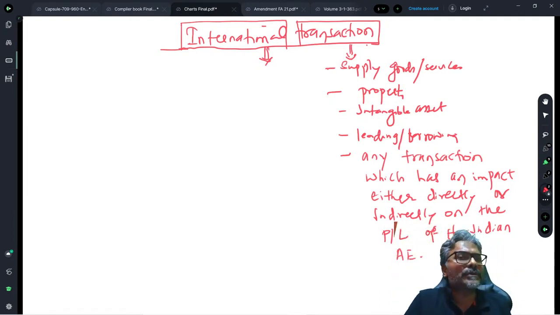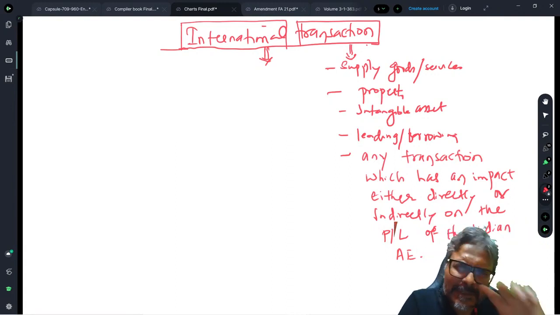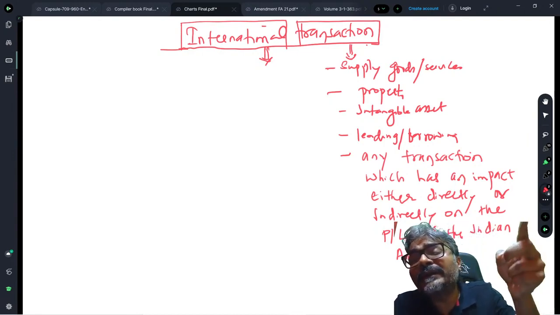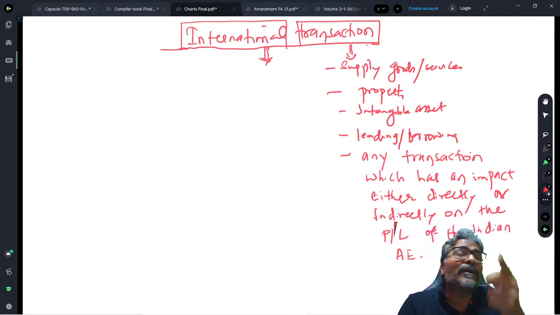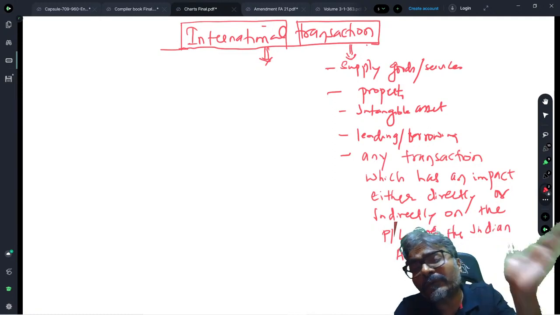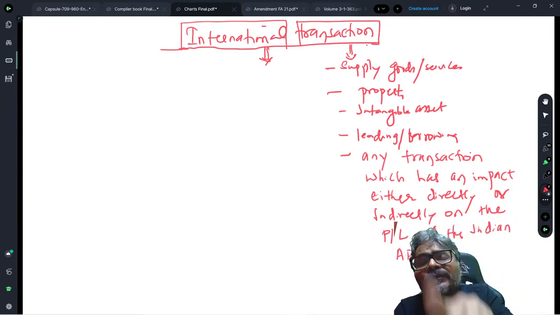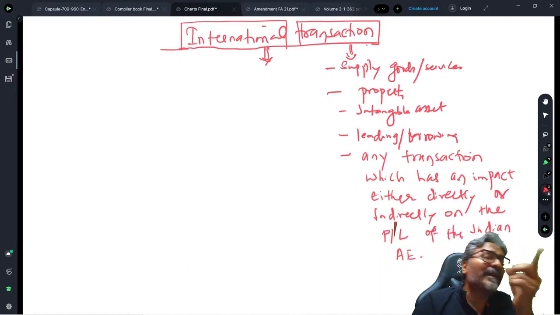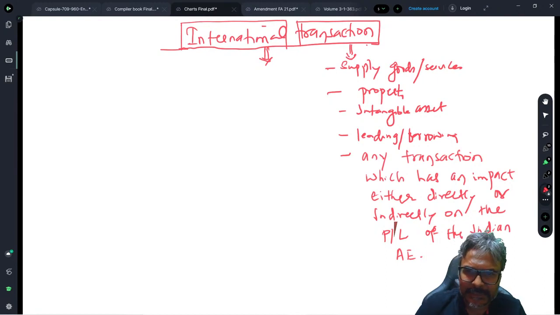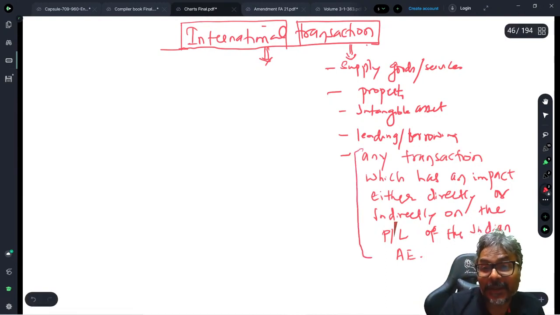Now on the examination day, students, always keep in mind, whenever they give you the question, the first thing you should do is prepare a pro forma P&L account, just a rough P&L, and check whether the transaction is giving an impact to the Indian associated enterprise's P&L, either on the debit side or on the credit side. Where the impact of that transaction is being felt in the profit and loss account of the Indian AE, whether that impact is coming on the debit side or on the credit side, always have the habit of doing this. Got this, students? So this is precisely what you will take into consideration. So any transaction which has an impact either directly or indirectly on the profit and loss account of the Indian AE. Now, how can a particular transaction be considered an international transaction?